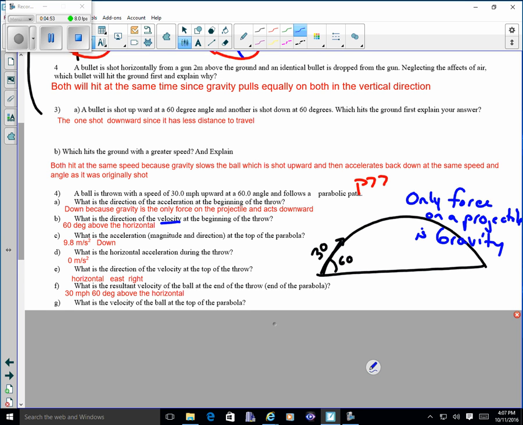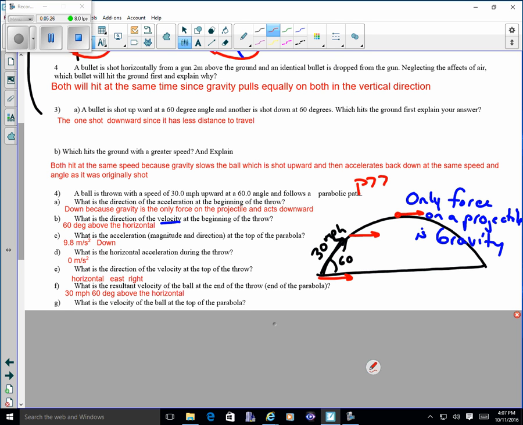Let's go to number C. It's a tricky question again. What is the acceleration, both magnitude and direction, at the top of the parabola? At the top of the parabola, the direction of the acceleration you would think would be to the right. Well, that red line is not the acceleration, that's the velocity. Remember, the only thing that makes the thing accelerate is gravity. So therefore, which way is gravity? It's down, and it's always at 9.8.